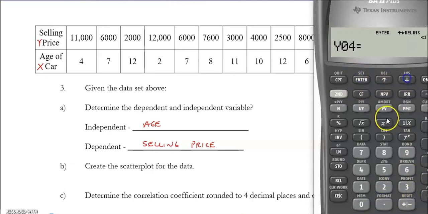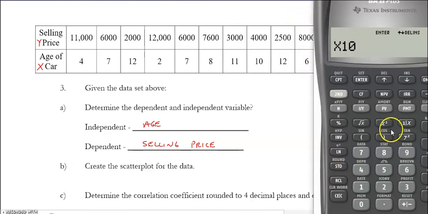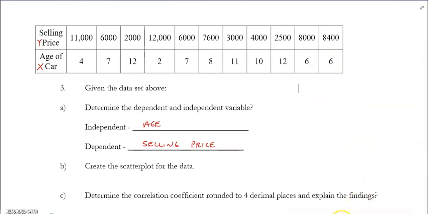2 years, 12,000, 7 years, 6,000, 8 years, 7,600, 11 years, 3,000, 10 years, 4,000, 12 years, 2,500, and then 6 years is 8,400.